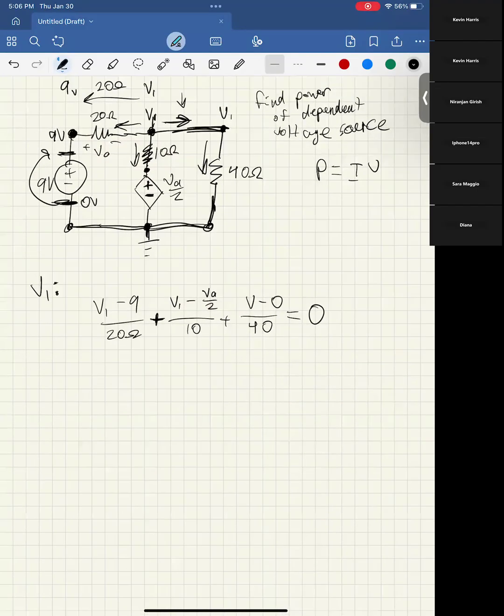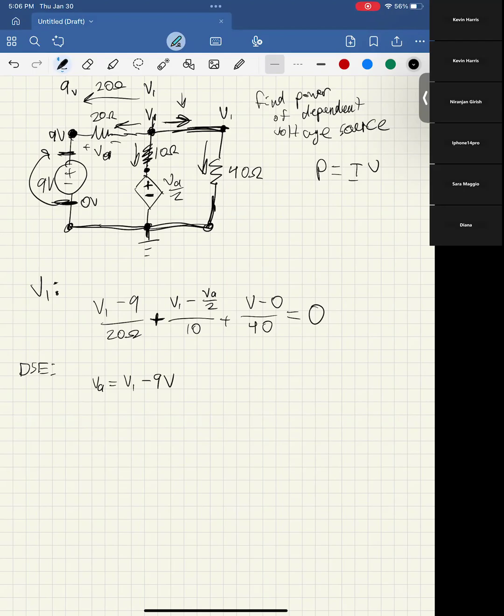This is the simple case where we only have one node that we care about. And then the other thing that we'll say is that because right now we have one equation with two unknowns, we want to get two equations, two unknowns. So this is where we do the dependent source equation. And for that, we just define what VA is. And VA in this case is going to be equal to V1 minus 9 volts.